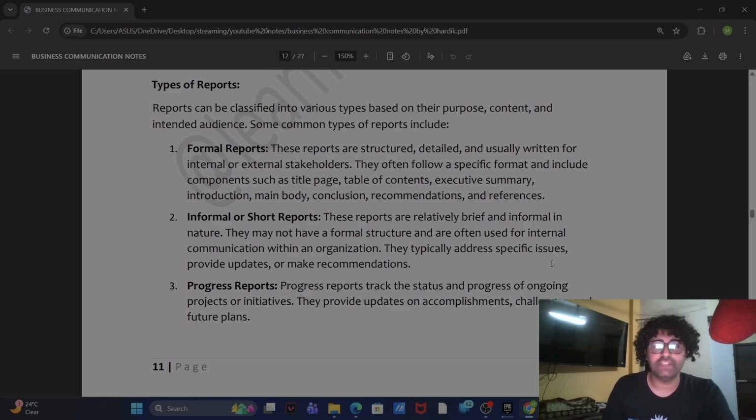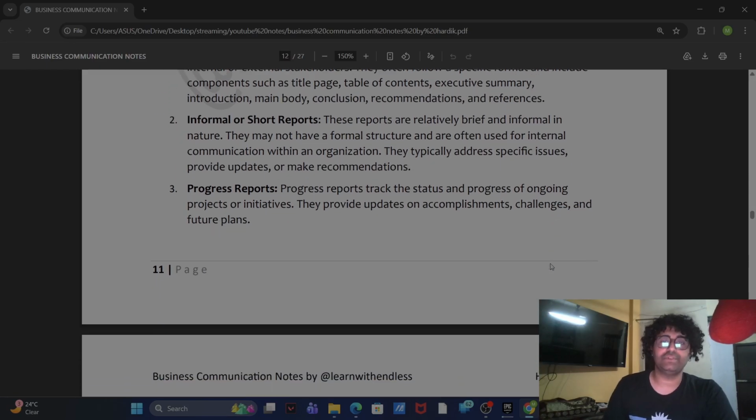Formal reports. These reports are structured, detailed, and usually written for internal or external stakeholders. They often follow a specific format and include components such as title page, table of contents, executive summary, introduction, main body, conclusion, recommendations, and references. Informal or short reports. These reports are relatively brief and informal in nature. They may not have a formal structure and are often used for internal communication within an organization. They typically address specific issues, provide updates, or make recommendations.